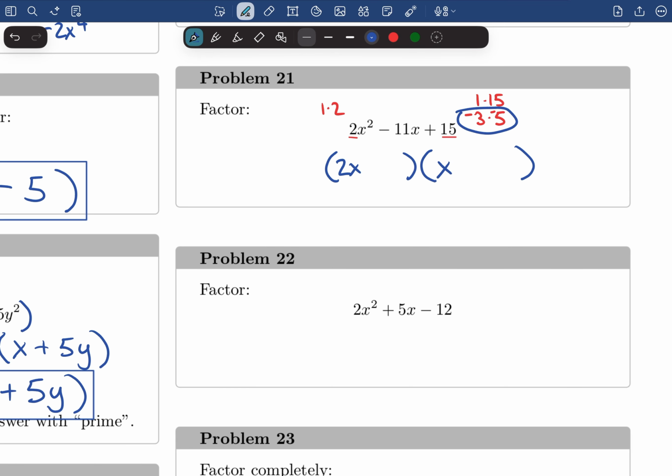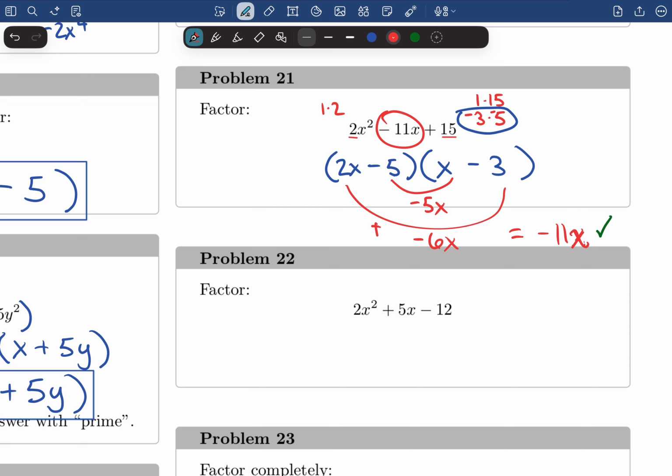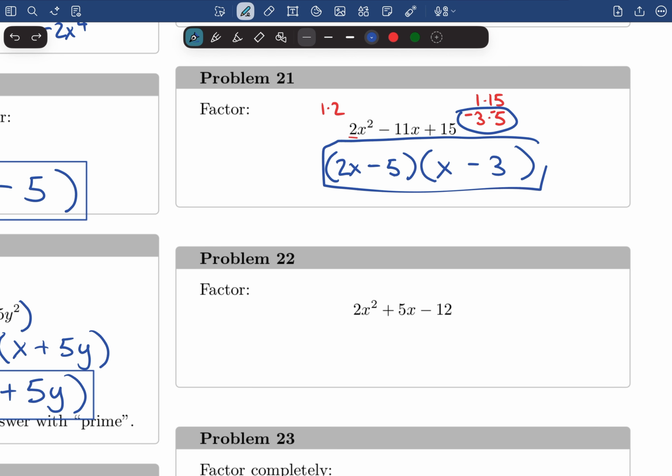So if I take 2x and multiply it with negative 3 and x and multiply it with negative 5, that should give me negative 11x. But let's check. The inner and outer terms of FOILing would give me negative 5 times x and 2x times negative 3, negative 6x. Negative 5x plus negative 6x is negative 11x. Hey, it worked. Why am I so happy? Because that's what's in the middle of this trinomial right there. So I know that I have factored correctly now. I've made the correct choices, and so my factoring is done. This is my answer.